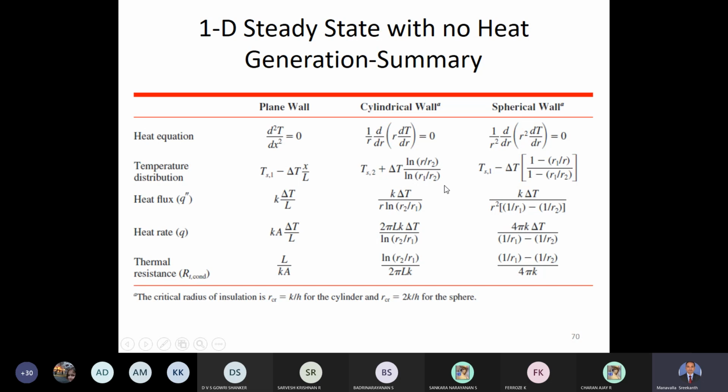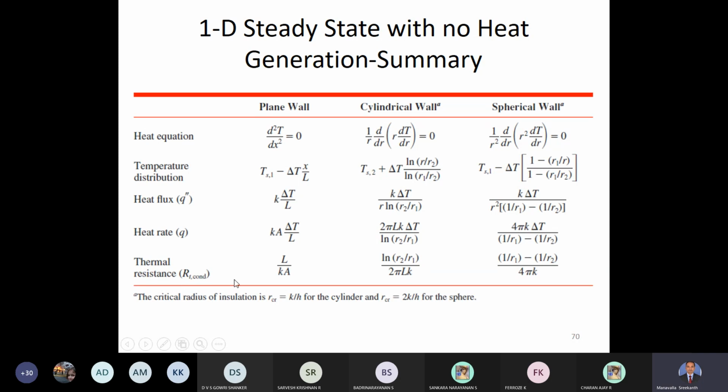Now here you can see in this profile there are logarithms. That means it is non-linear. Here also, in spherical, you will see it is non-linear. Okay. Then you see here the heat flux. We will also be interested in heat flux. This is the equation for heat flux. But if you know the rate of heat transfer, you can very well derive the heat flux, so you don't have to memorize. In fact, if you have that data book, you don't have to memorize anything.